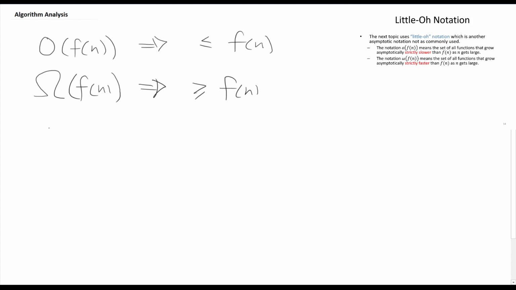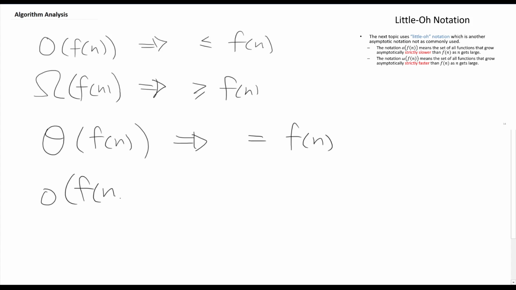And then we argued in the last video that theta of f of n is just the combination of those two. Well, if you have something that's less than or equal to and you have something that's greater than or equal to, then putting them together, you get something that is equal. Well, this rule of thumb leaves open two more possibilities, and that's where we're going to get our little o of f of n.